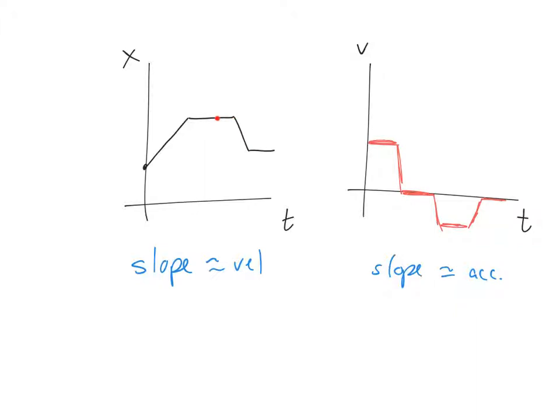This slope here was 0. That's why there was 0 velocity. This slope was negative. That's why the velocity was below the axis, meaning negative. This slope is 0, 0 velocity.